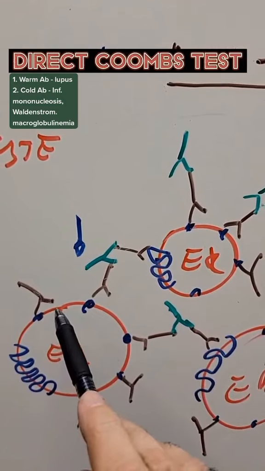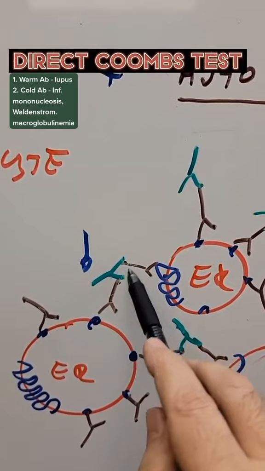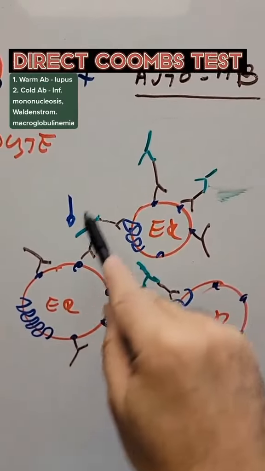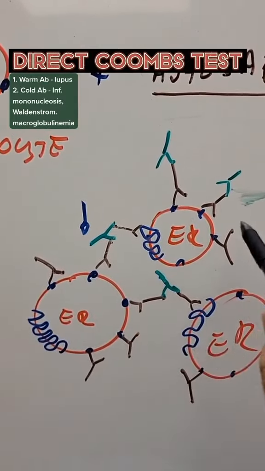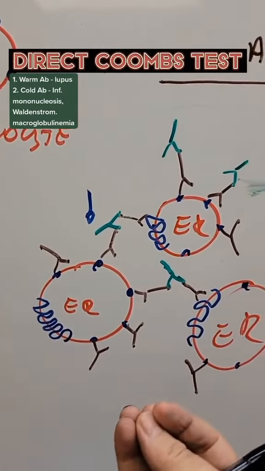So now, if we add the Coombs reagent, it will be able to actually cross-link the Fc fragments of these autoantibodies, and as a whole, the entire reaction is going to agglutinate. It's going to give you this very granular reaction at the bottom of the plate.